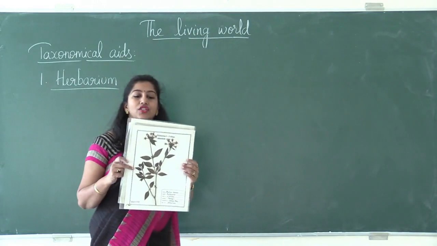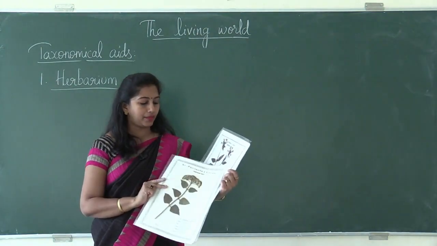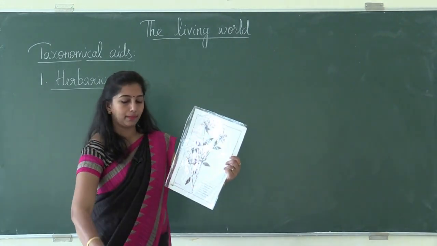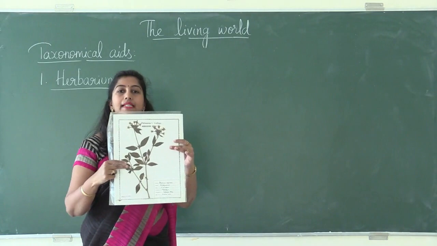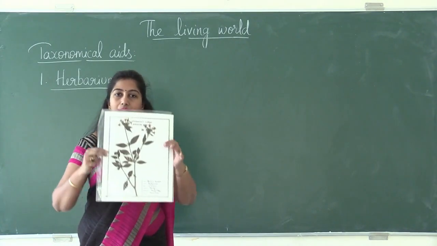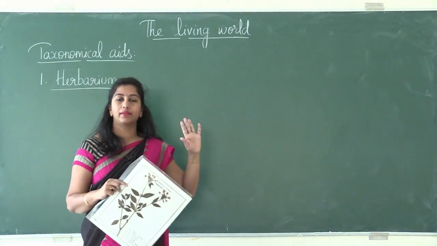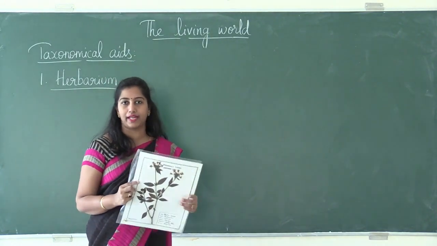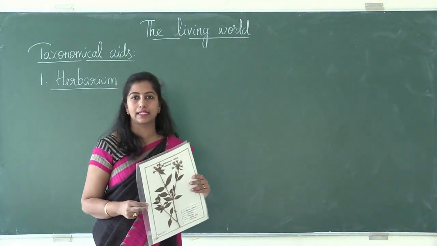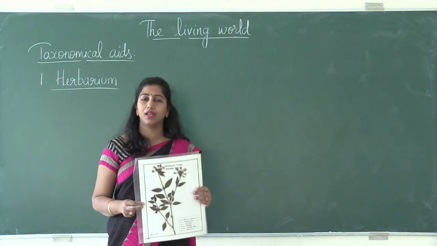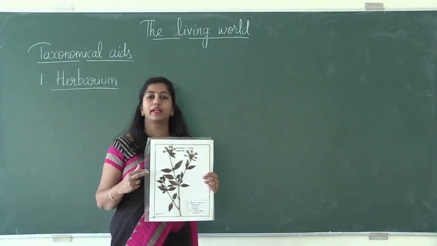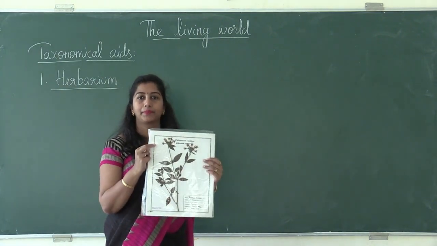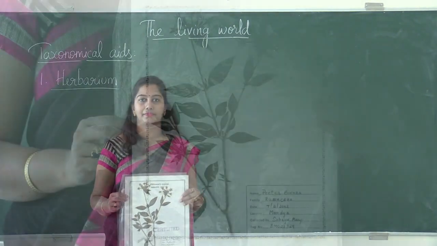So sheets like this. You can see I brought a herbarium sheet of 2 plants here. You can see that the plant is completely dry here. It is stuck over the sheet. And this sheet will be preserved, and it will be arranged according to a standard system of classification. On the sheet you can also see that there will be information about the plant, in one corner.